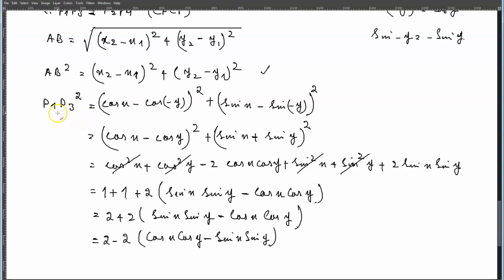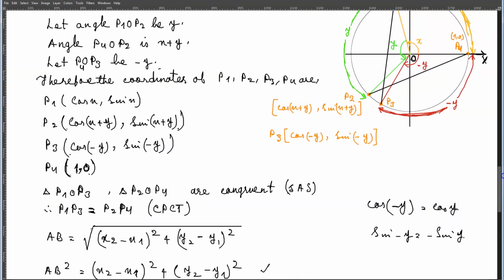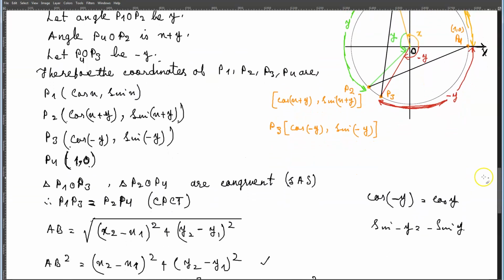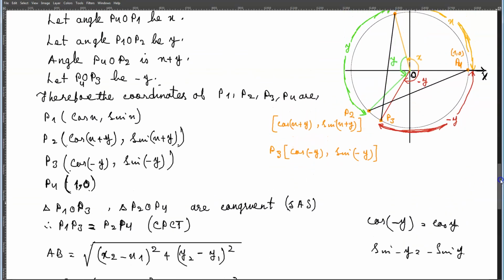Now the next part that we need to calculate is P2 P4. Somewhere over here, P2 P4 whole squared, right?